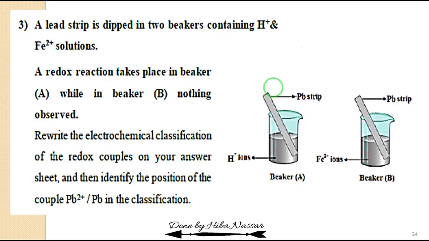Now question number 3. A lead strip is dipped into 2 beakers containing H+ and Fe2+ solutions. A redox reaction takes place in beaker A while in beaker B nothing is observed. Now rewrite the electrochemical classification of the redox couples on your answer sheet and then identify the position of the Pb2+/Pb couple in the classification.